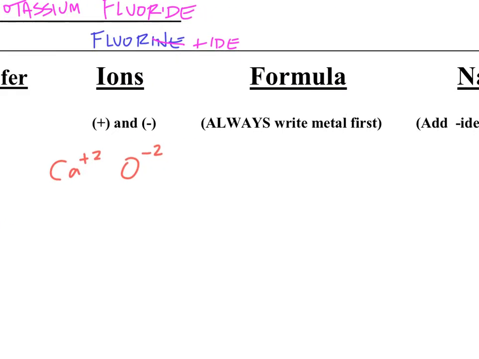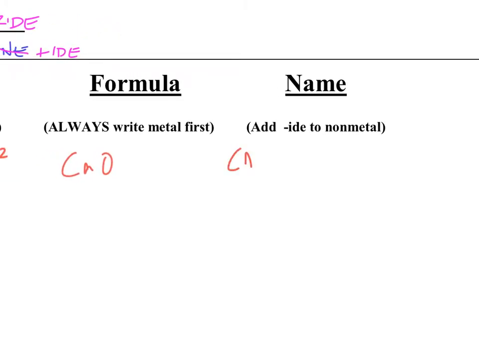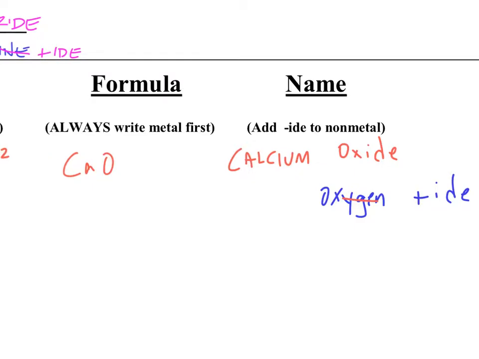So the formula will be CaO. And I always write the full name of the metal first, which is calcium. And then instead of writing oxygen, I've got to add IDE to it. So I get rid of the YGEN and add IDE, and it becomes oxide, calcium oxide.